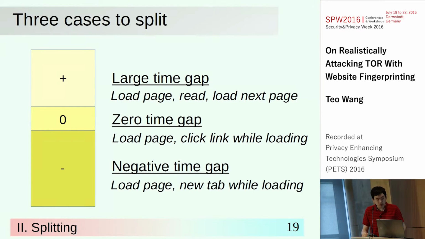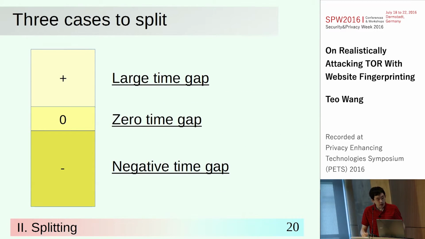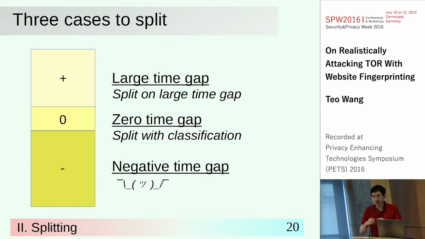That makes it very difficult to do this. And we have solutions for all of those. We're going to do some splitting, but as it turns out, for the negative time gap, the accuracy is going to be very low, so it's not clear what we can do here. So that's still going to be unsolved.